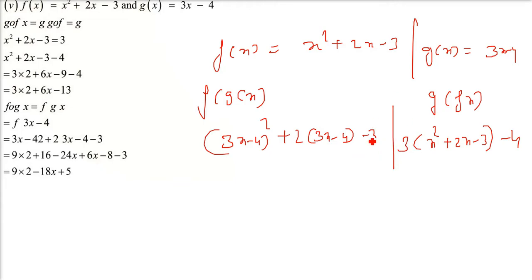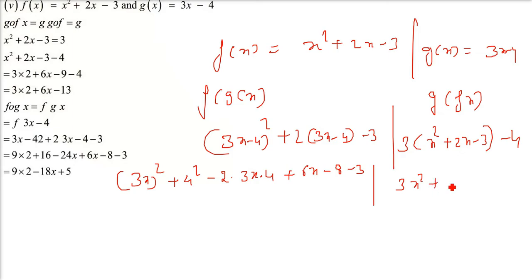Now just open this, a plus b whole square, so 3x whole square. Always take step by step. Don't do it at once. Take step by step, then only the correct answer will come. So this will be 3x square, a square, plus b square, minus 2ab, 2 into 3x into 4, plus 3 2s are 6, 6x, minus 4 into 2 is 8, minus 3. This is 3x square, plus 6x, minus 9 and minus 4.